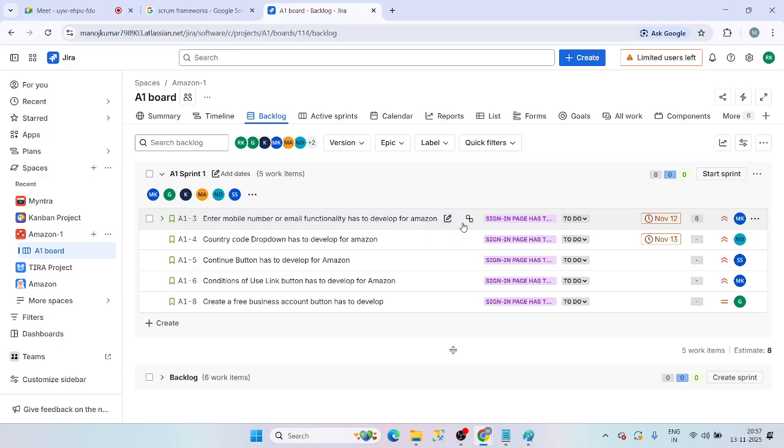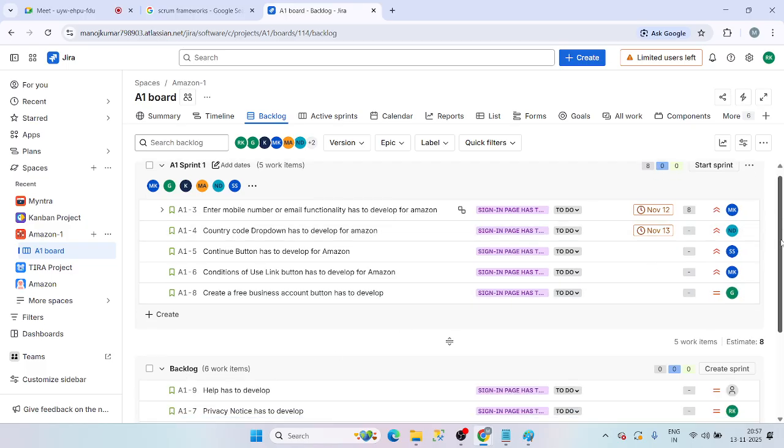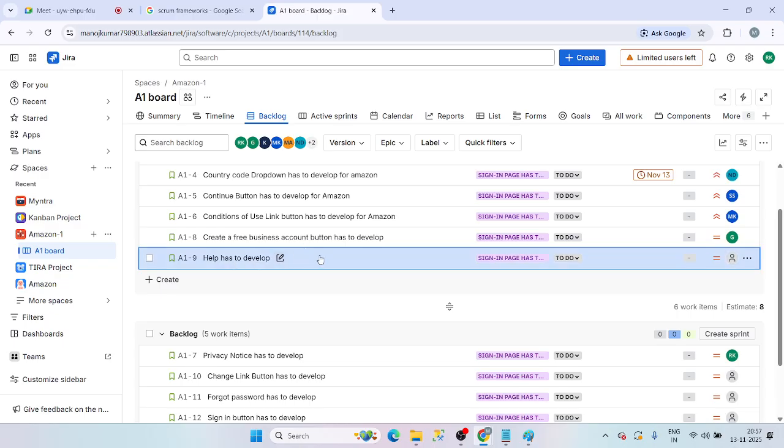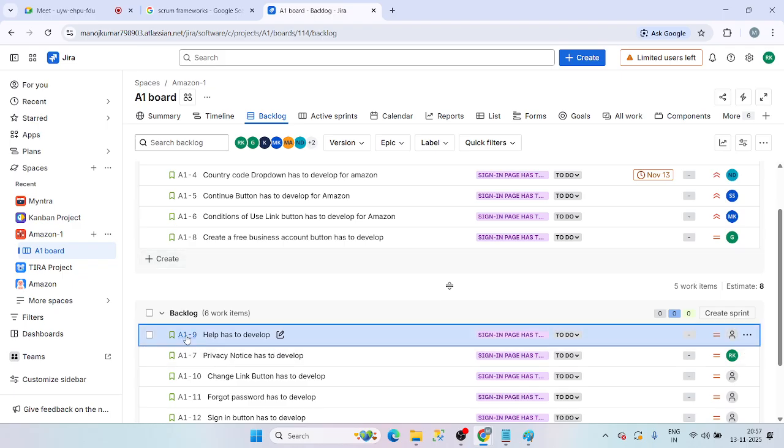Now we have 1000 hours of time. Based upon this 1000 hours of time, we are picking up the tickets. How many tickets do we get for 1000 hours? Just consider these 5 tickets. We are going to pick only these 5 tickets, and the remaining tickets we keep in the backlog. Just consider we have a ticket here, A19. We will remove it from here and keep it in the backlog. Understood?